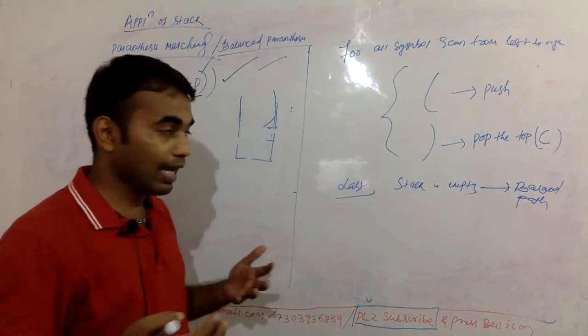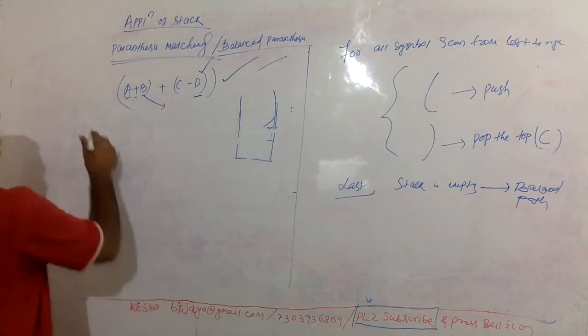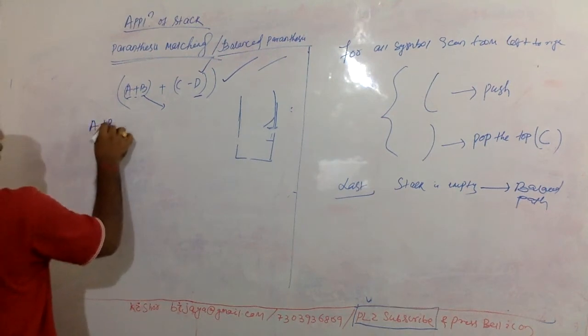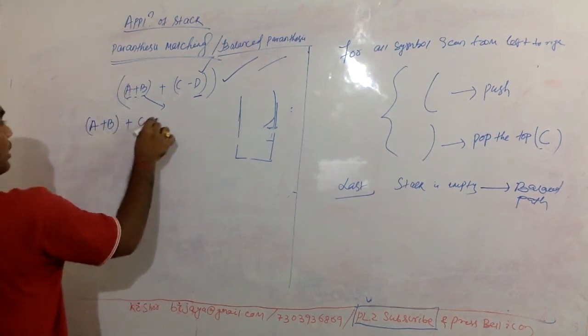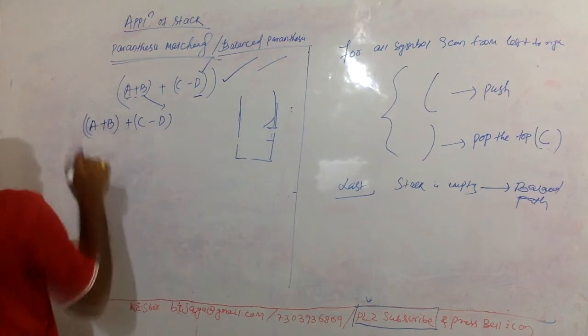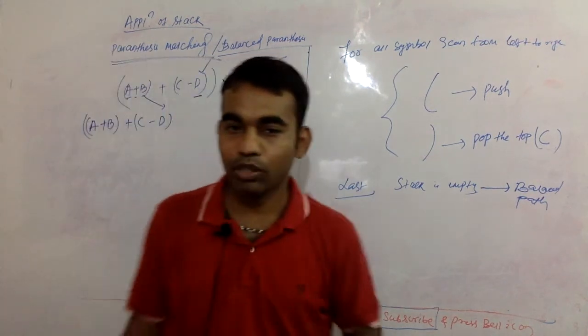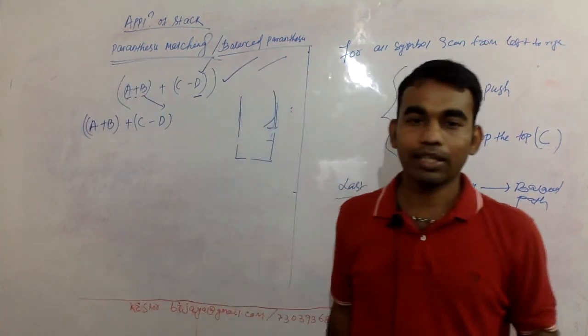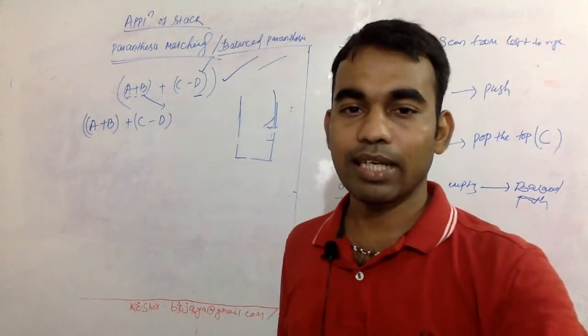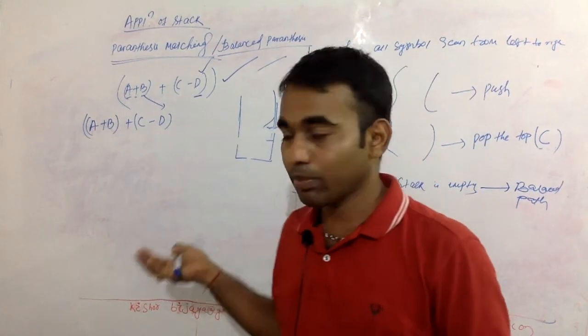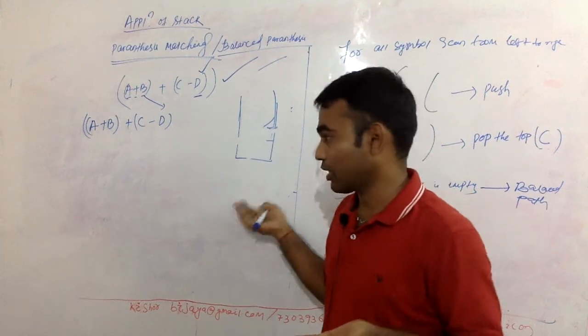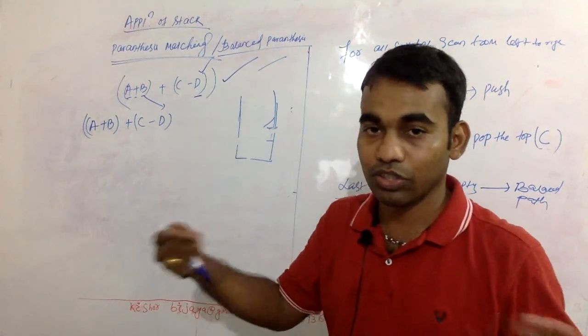So now let's take another example which is not a balanced parenthesis. Let's take a simpler example. Suppose it is like this. By looking at this particular expression, you can see that this is not a balanced parenthesis, right? So this is not a balanced parenthesis. But the question is how to validate it using a stack, using the same concept that we have discussed just now.